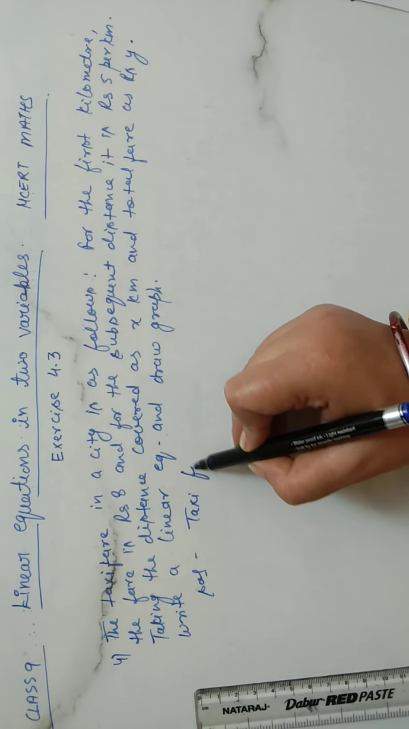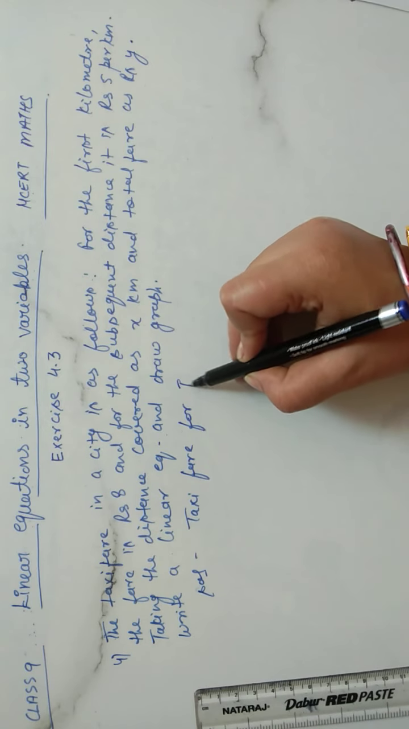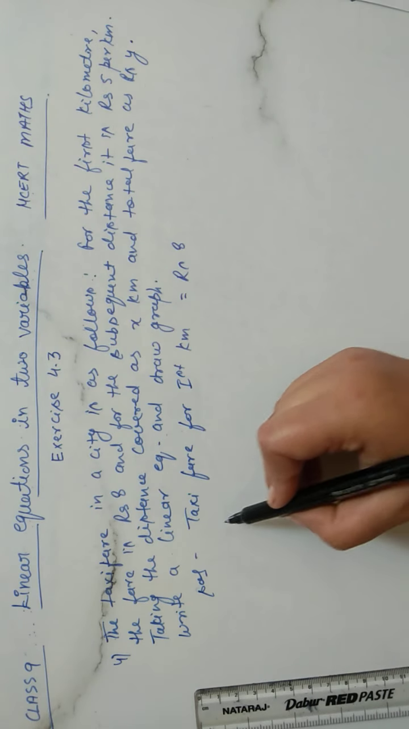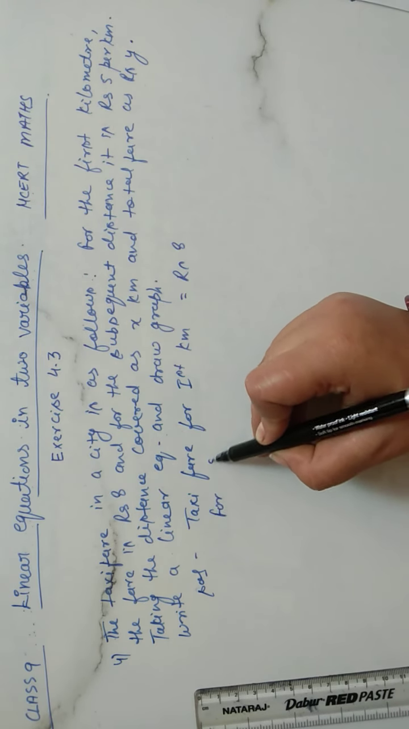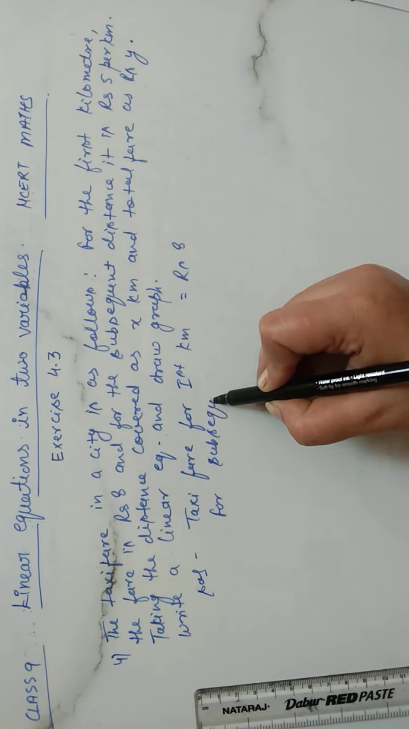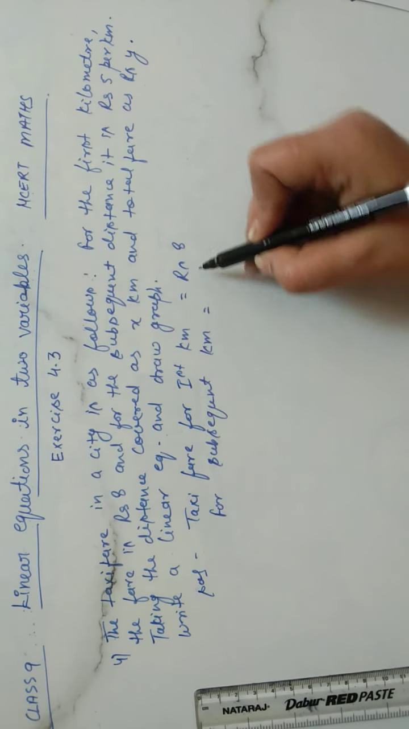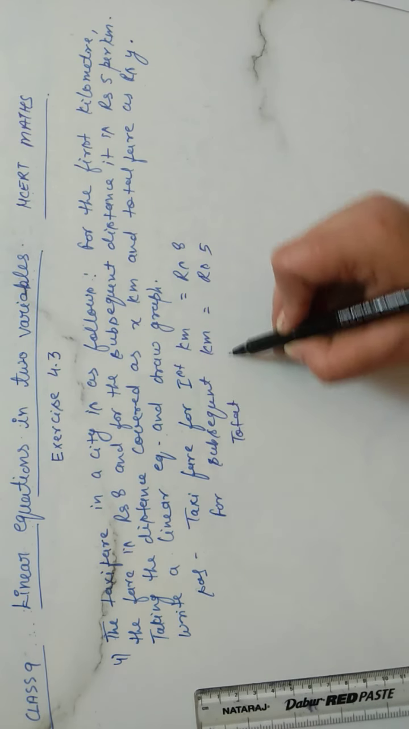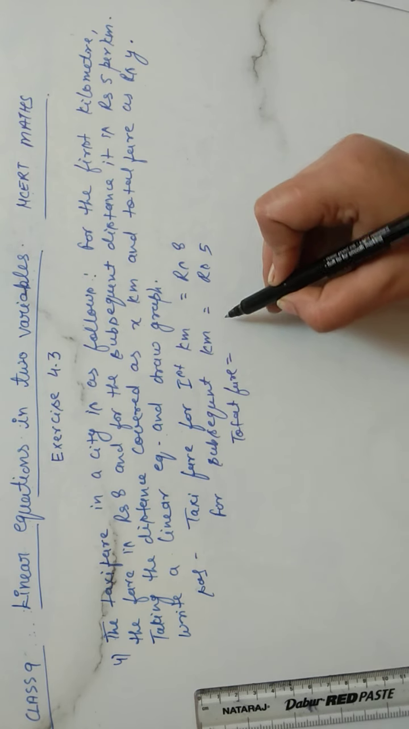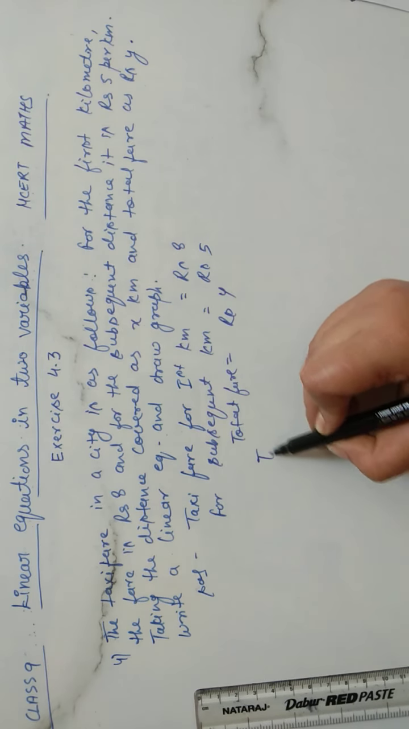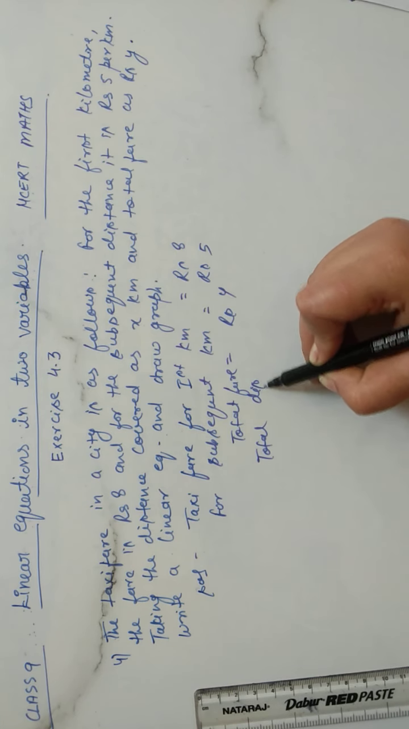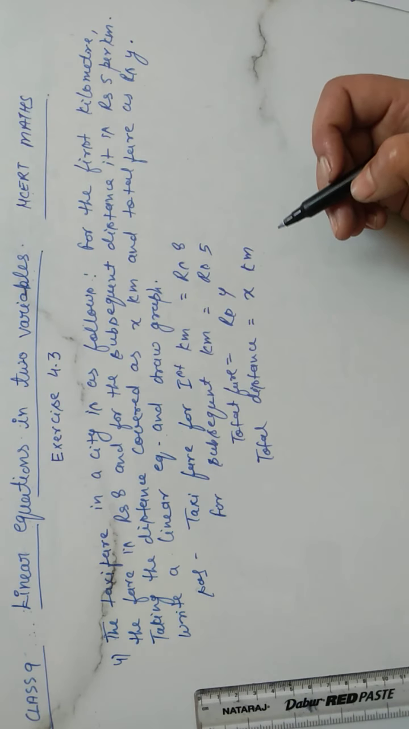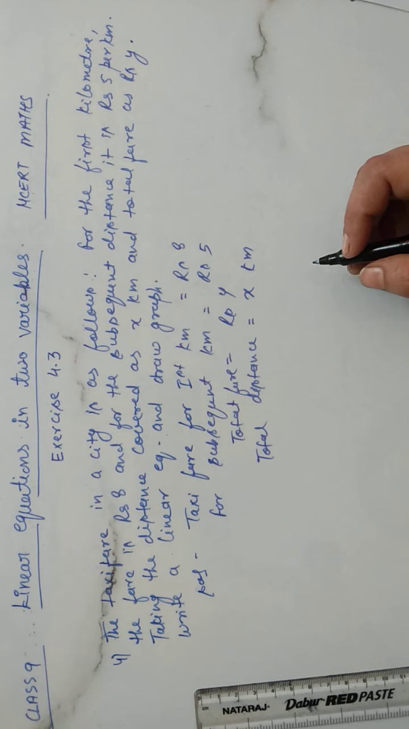Taxi fare for the first kilometer is given to us. It is rupees 8, and for subsequent kilometers it is rupees 5. The total fare is given as rupees y, and the total distance is x kilometers. Now we have to write the linear equation from the given information.